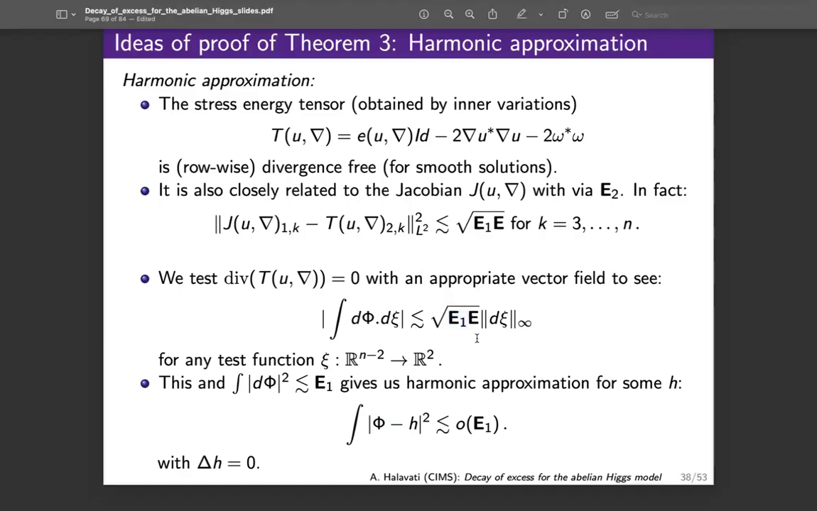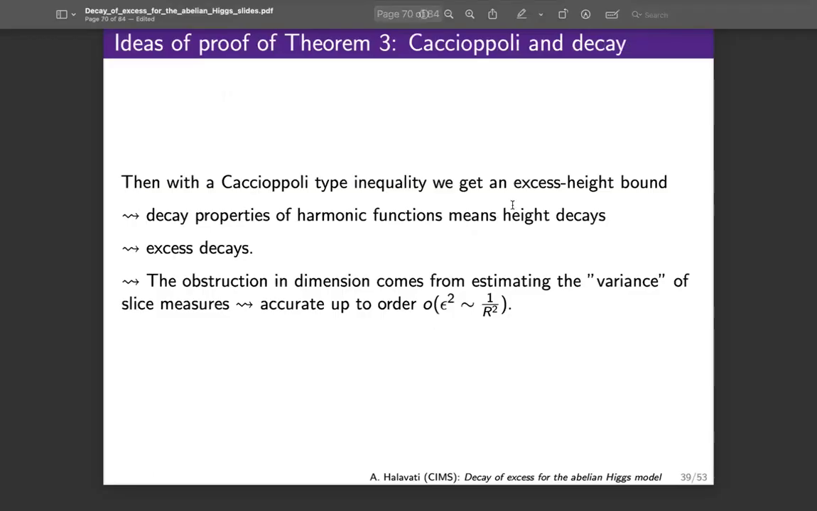Okay. So now you see that the barycenter is harmonically approximated, and harmonic functions have really good decay estimates. So you can see that up to a tilting, you can make your height of the barycenter decay. So how do we conclude after this? We use the stress energy tensor to derive a Cacciopoli type inequality, which is exactly an excess height bound. And since height decays, you can see that excess decays.